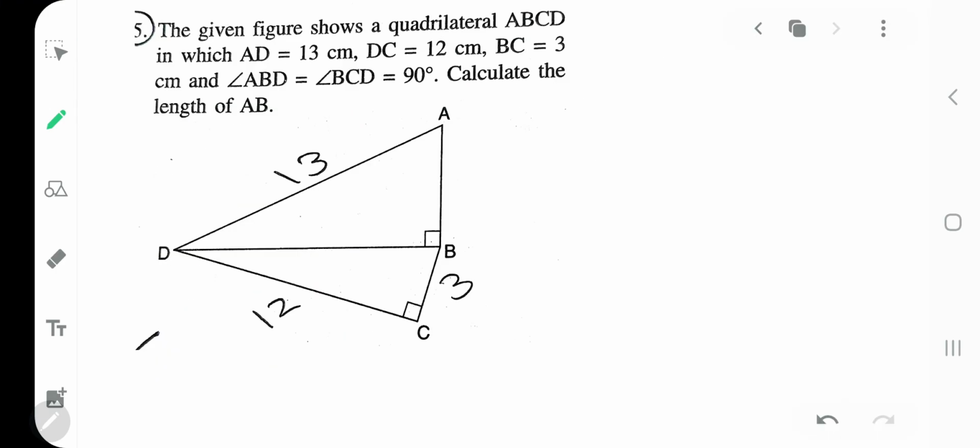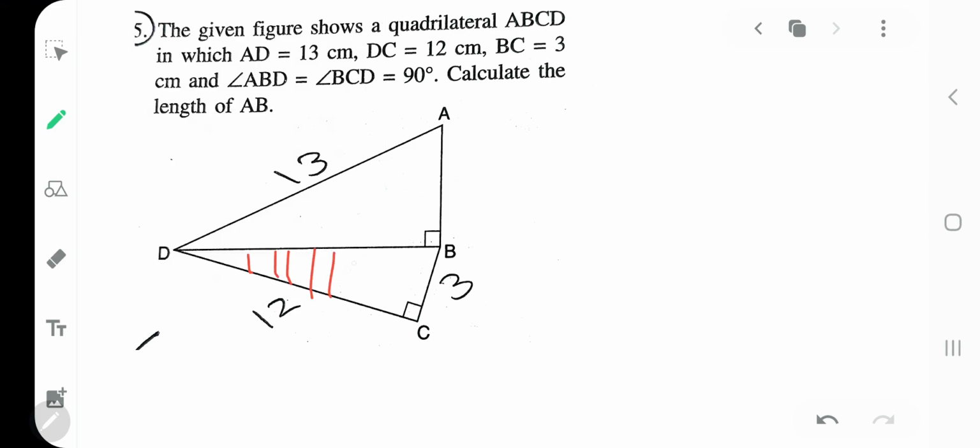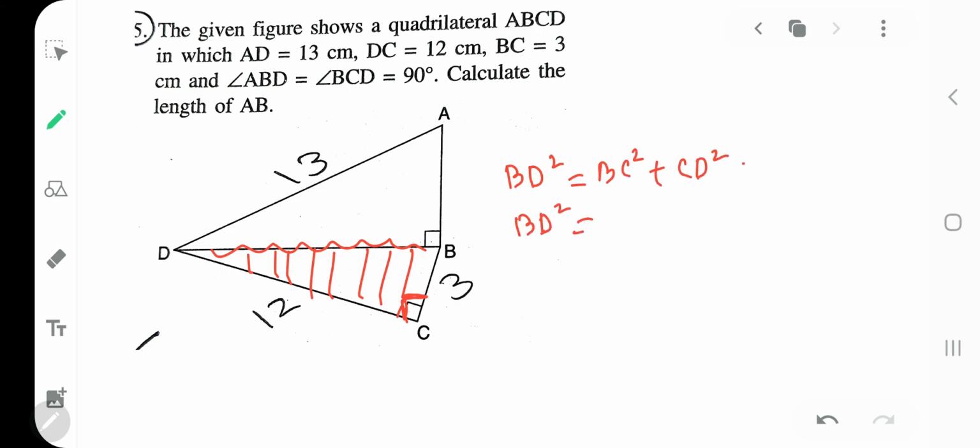Next we have this, the quadrilateral ABCD is shown in which AD is given to you 13, DC is given as 12 and BC is given as 3. So my dear kids, from this first, in this triangle, if you notice, this is a right angle triangle. So BD will be the hypotenuse. So can you write BD square is equal to BC square plus CD square? From there you have to find the value of, yes my dear kids, are you getting my point clear?